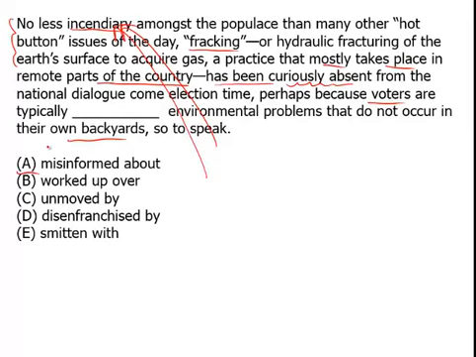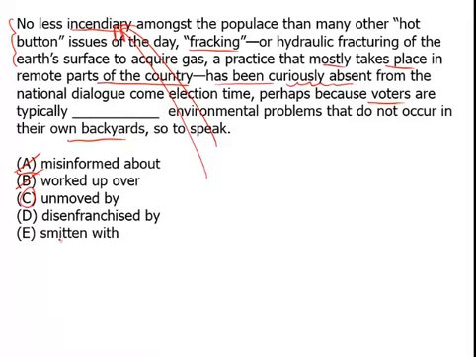Well, just because you're not really that swayed by it or motivated by it, it doesn't ruffle your feathers, this whole idea of fracking during election time, it's not the same as actually being misinformed or misguided about it. "Worked up over" is kind of the opposite of what we're going for here. We're going for something that doesn't mean we're getting upset, but we actually don't care about this really controversial issue, or an issue that's usually really controversial. And that leaves us with C, "unmoved by," where if you're unmoved by something, it doesn't affect you emotionally.